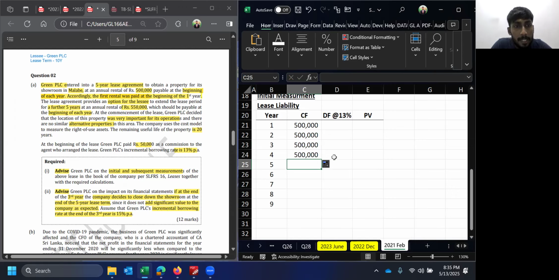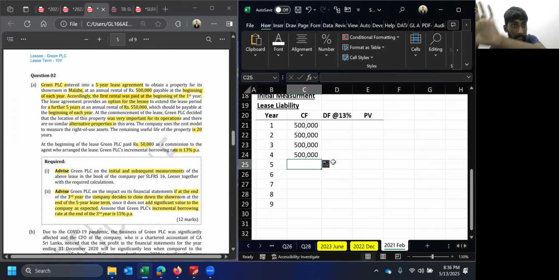No, sir. It has said for the whole period it's 550. Where does it say like that? The lease should be payable at the beginning of each year. Yes, please listen now. Let's read the question again. Green PLC entered into a 5-year lease agreement to obtain a property for its showroom at an annual rental of 500,000 payable at the beginning of each year. So for the first 5-year lease period, it is only 500,000 payable.